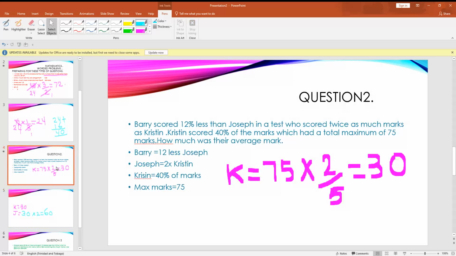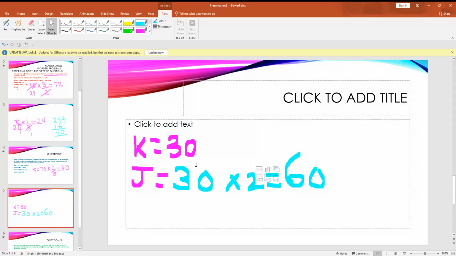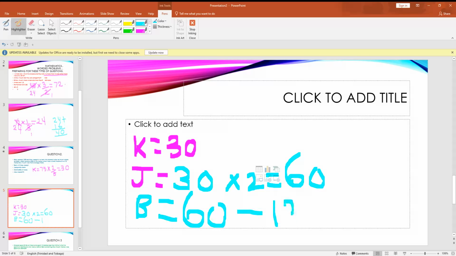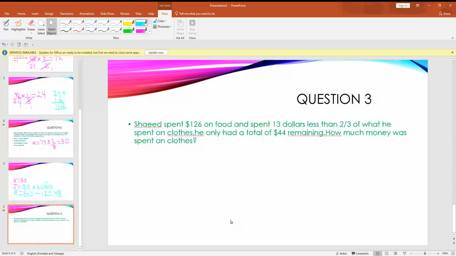And then finally they said Barry scored 12 less than Joseph. So B equals 60 subtract 12, equal to 48. This here answers the question.